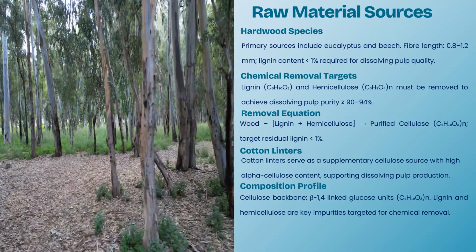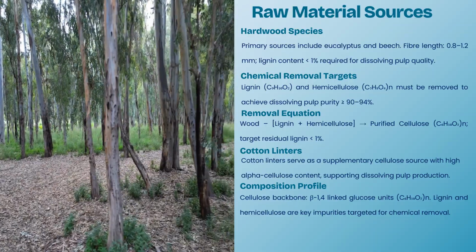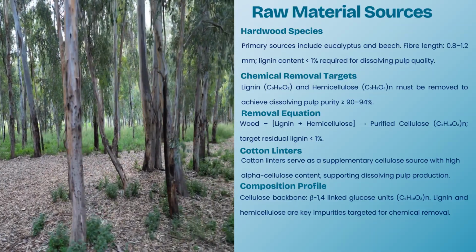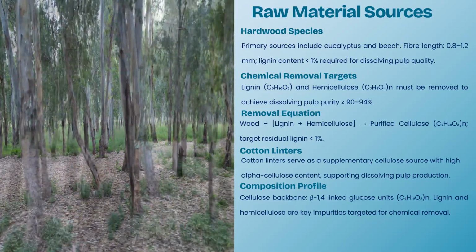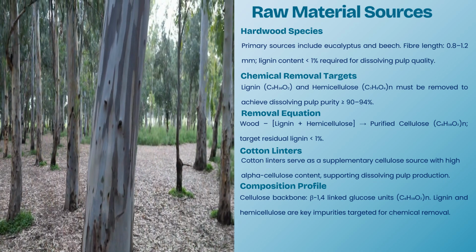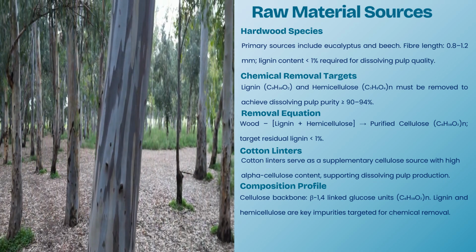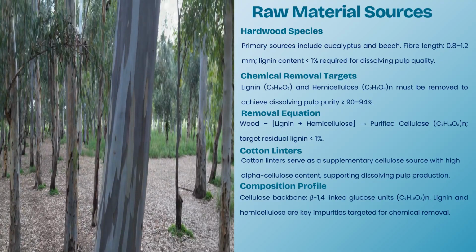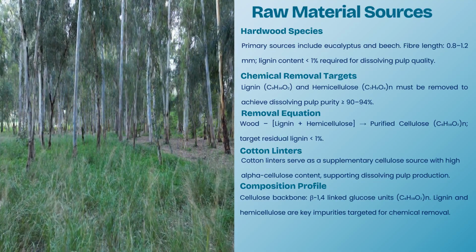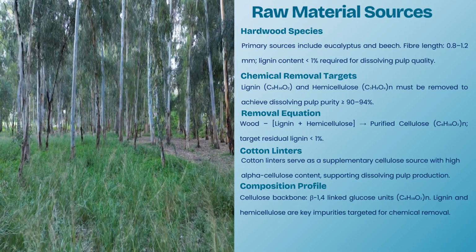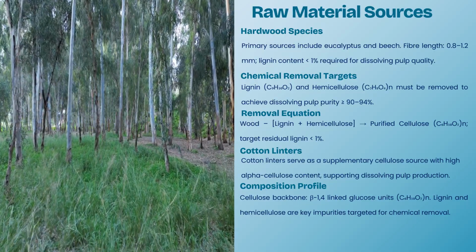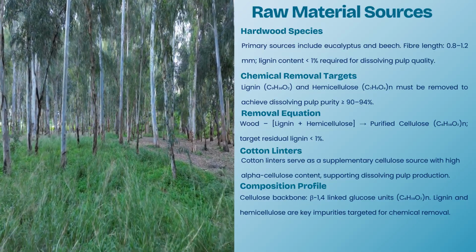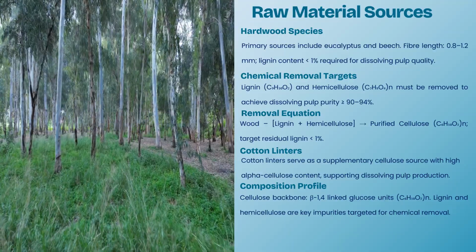The primary raw materials for lyocell production are hardwood species such as eucalyptus and beech. Wood contains cellulose, lignin, and hemicellulose. Since only cellulose is required for fiber production, lignin and hemicellulose must be removed during pulping and purification. The target is to obtain dissolving pulp with cellulose purity of at least 90 to 94%. Cotton linters can also be used as an alternative source because of their high alpha cellulose content.